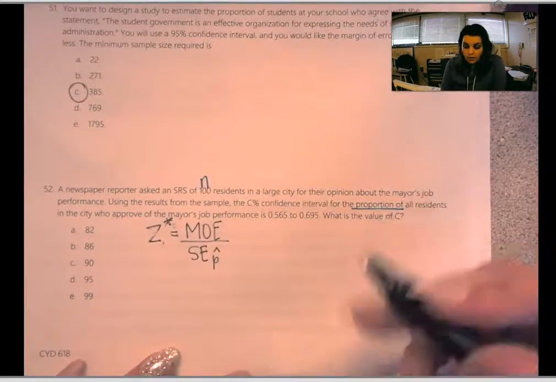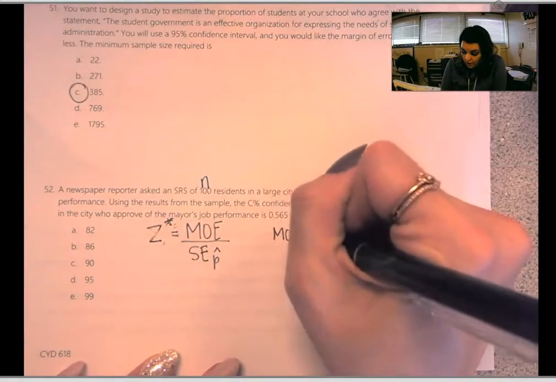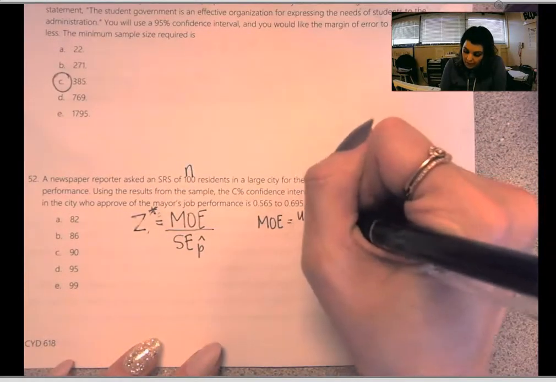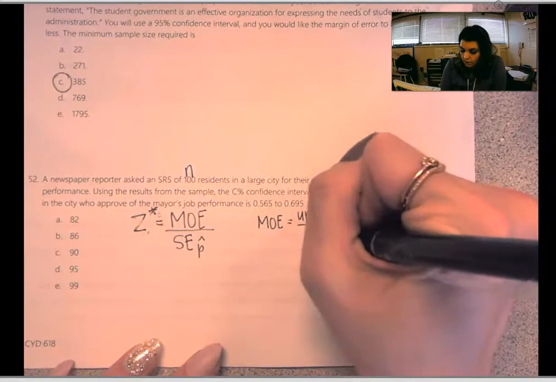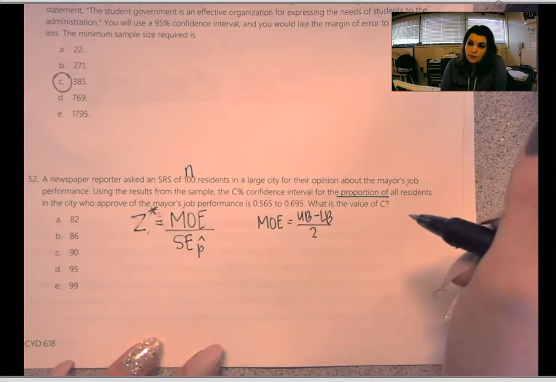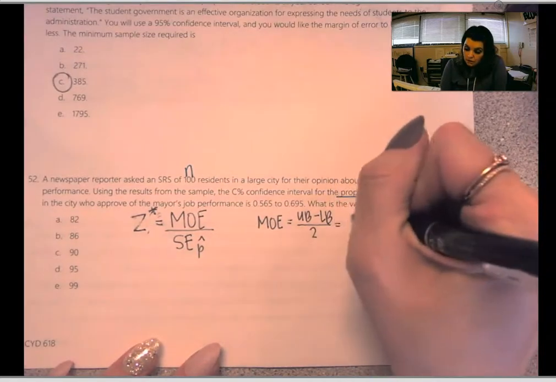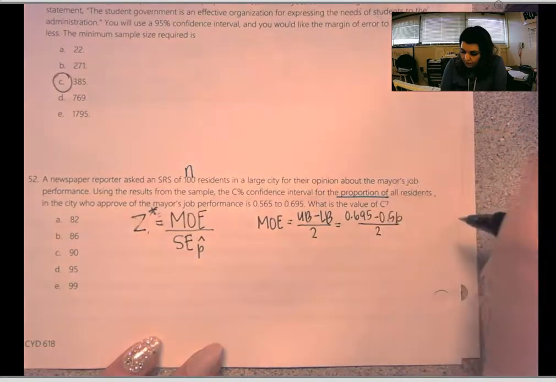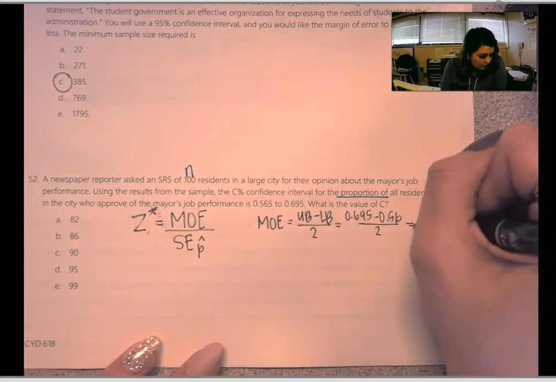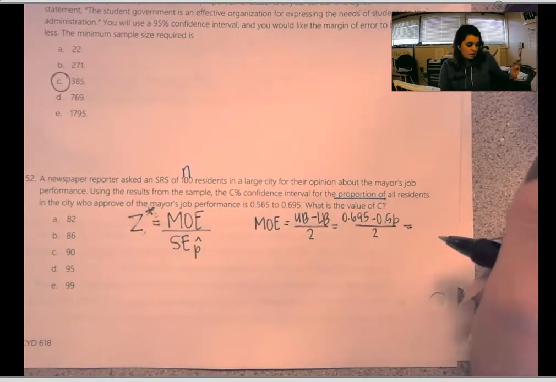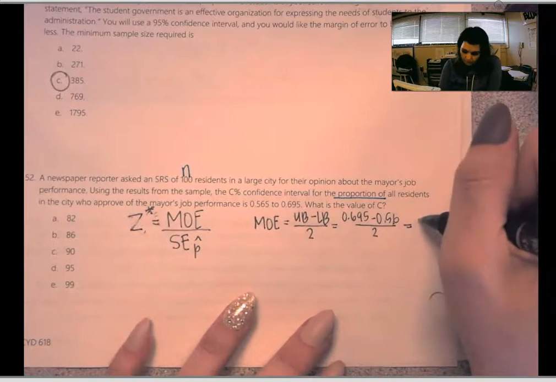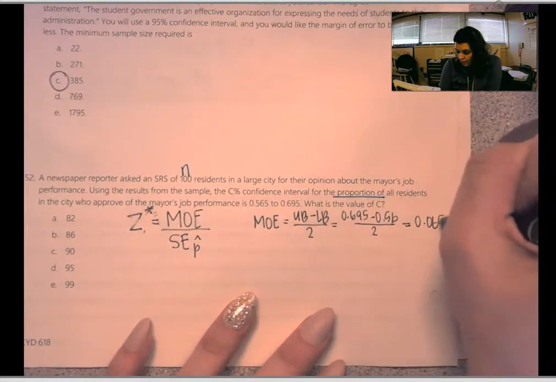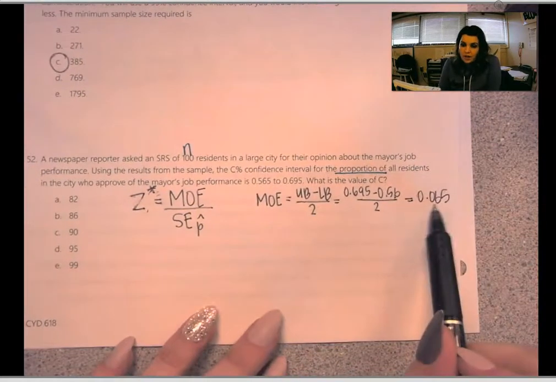Okay, well, I know then that I need to know my margin of error, and I have a formula for that, luckily. It's your upper bound, subtract your lower bound, divided by 2. That's from lesson 61. So 0.695 subtract 0.565 divided by 2 gives us a margin of error of 0.065. So our margin of error is 6.5%.